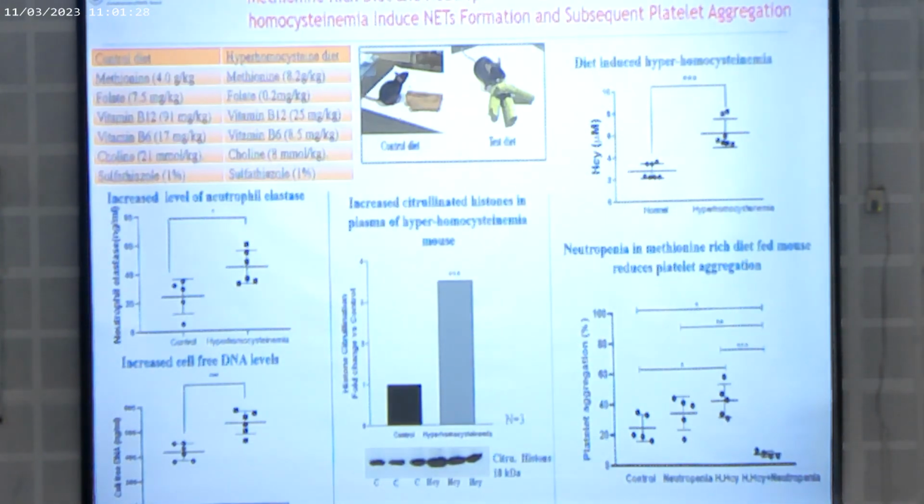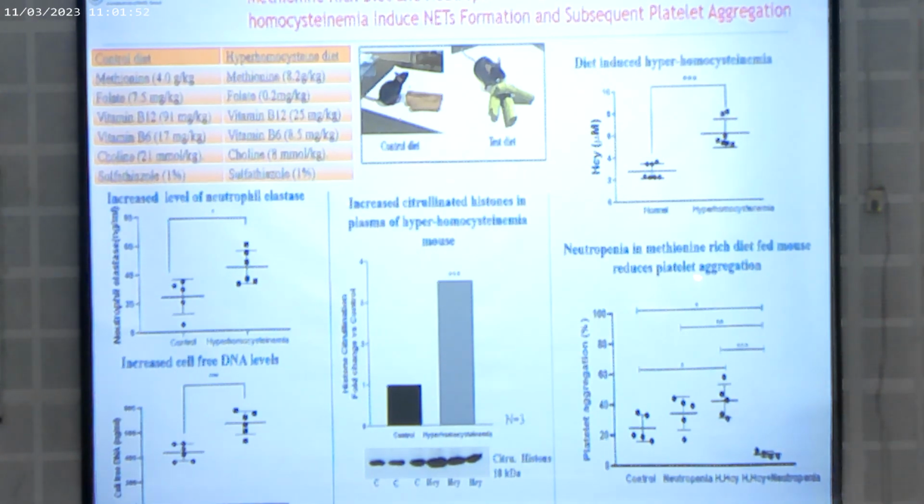And then we did a mouse model for hyperhomocysteinemia, giving a methionine-rich diet. And then we see that there is an endogenous increase in neutrophil elastase in these mice, and then increased cell-free DNA. These mice have more circulating histones, which means that hyperhomocysteinemia mice have more NET components.